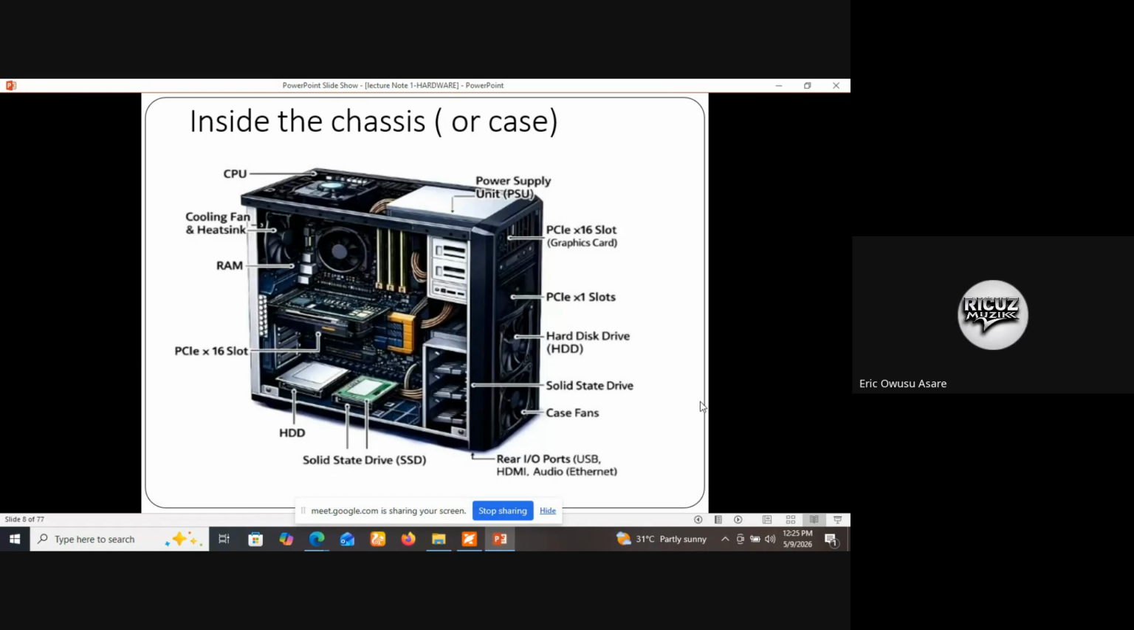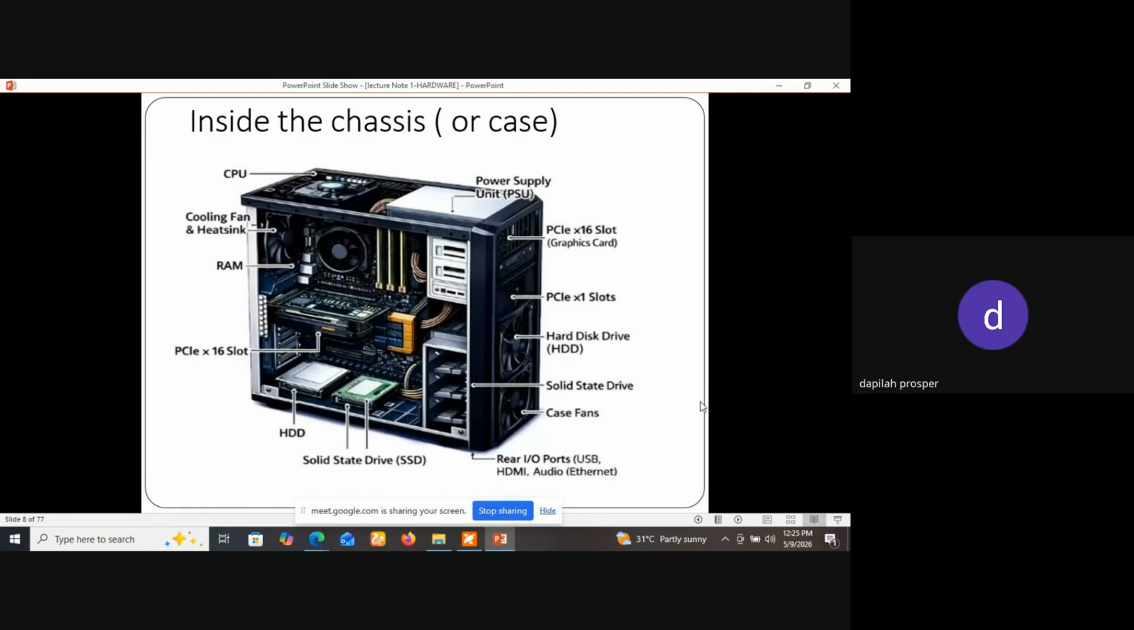The hard disk drive. Solid state drive. The hard disk drive is also there. Yes, we have the power supply unit. This one is also showing the power supply unit. That is true. What else? The graphics card. The graphics card is also showing. Yes, it is also there.